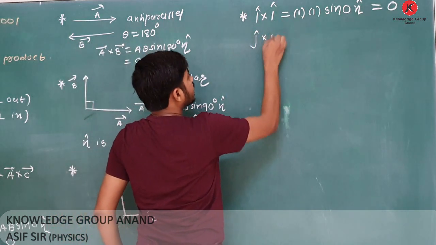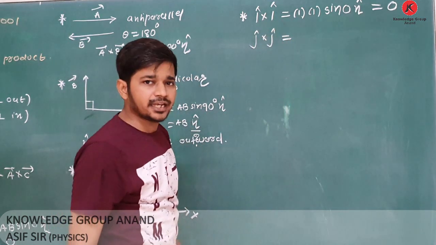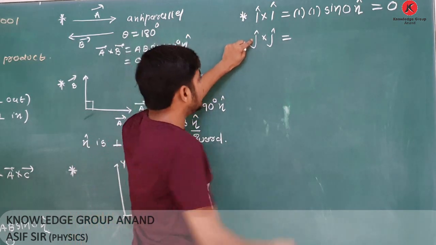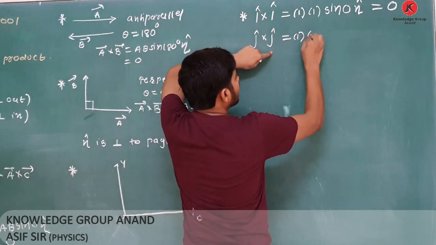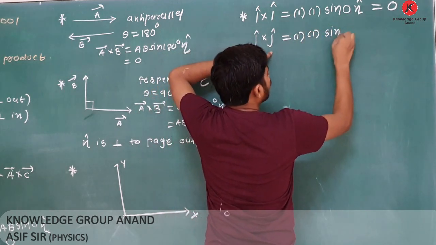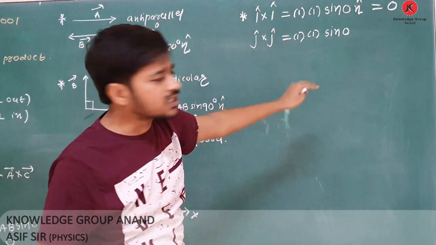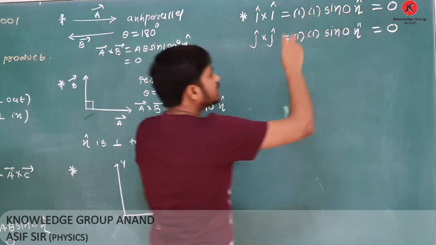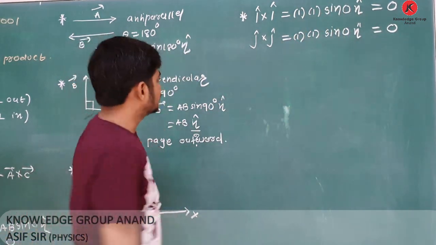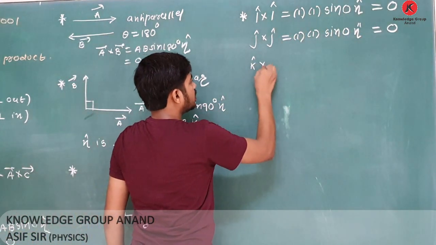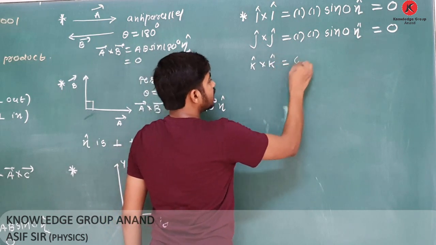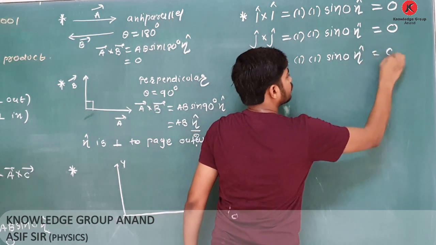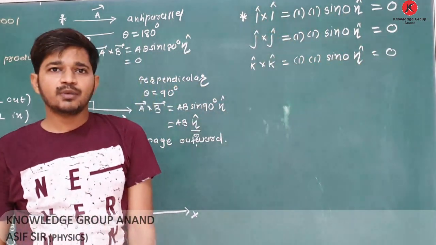Similarly, j caret cross j caret. Again, j caret is the unit vector in the direction of the y axis, so its magnitude is 1. What is the angle between them? Yes, both vectors are j caret, so the angle between them is 0, and your answer is 0. Clear? Similarly, if I take k caret cross k caret, then it is 1 sine 0 n caret, which is equal to 0. Clear about this?